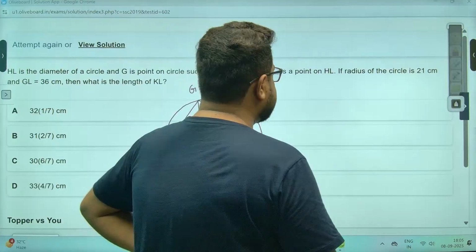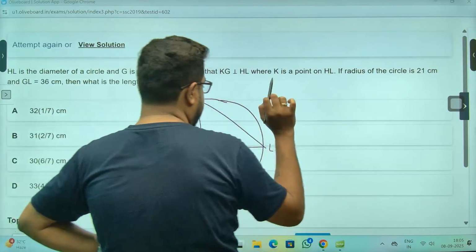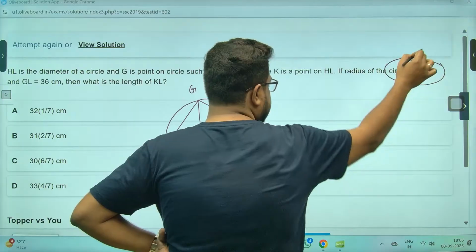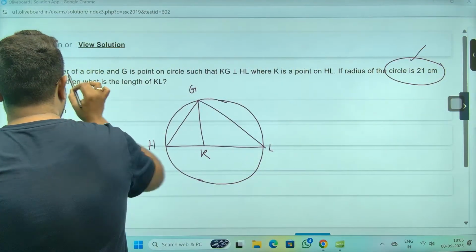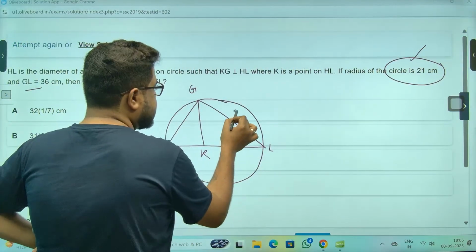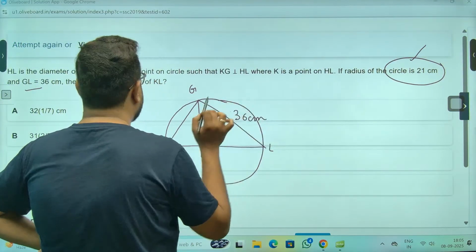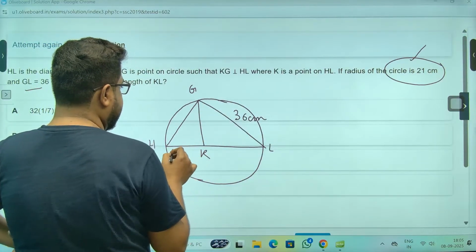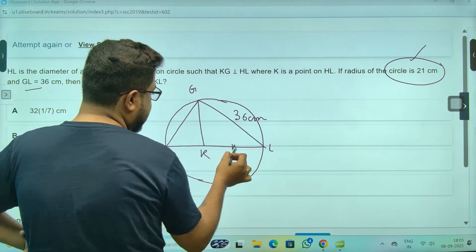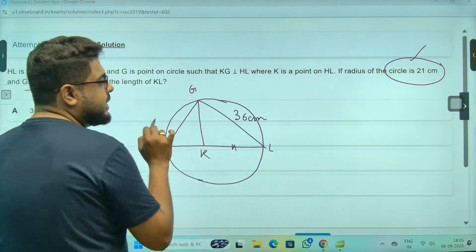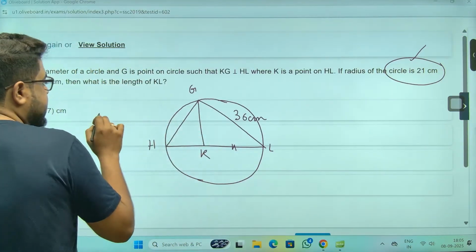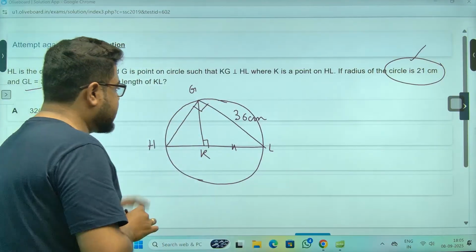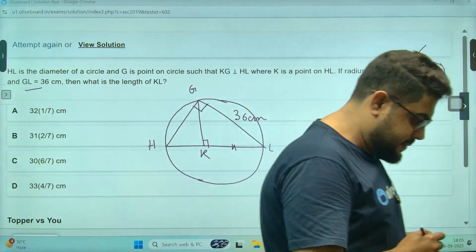If radius is 21, okay, radius is 21, ठीक है. This is important info. GL is 36. This is given as 36. अच्छा, length of KL. KL is what? अच्छा, this part. अरे, अच्छा, it's very simple. It's not very difficult. अच्छा. Sir, this is 90 degree, this is 90 degree. Why? This is a semicircular angle.